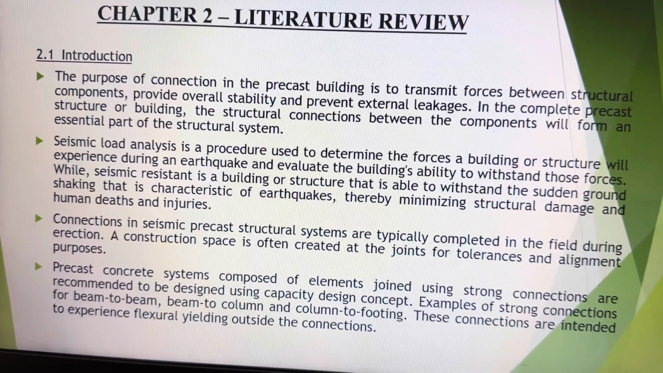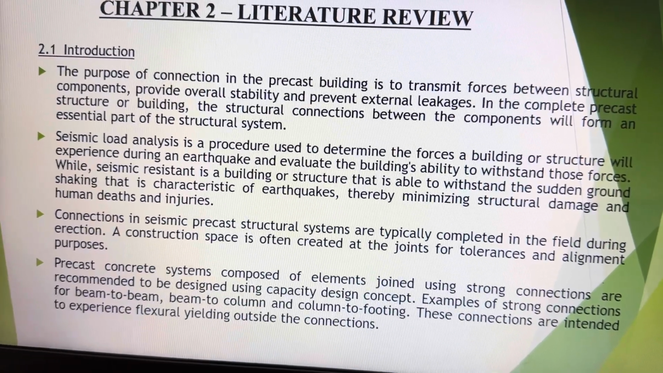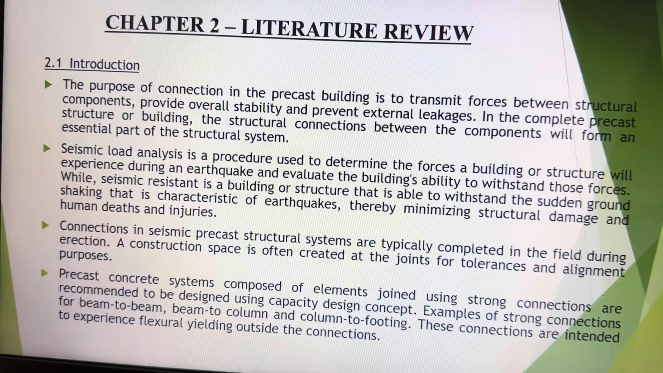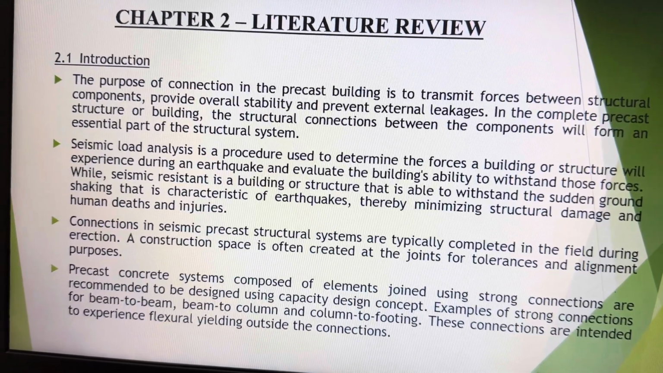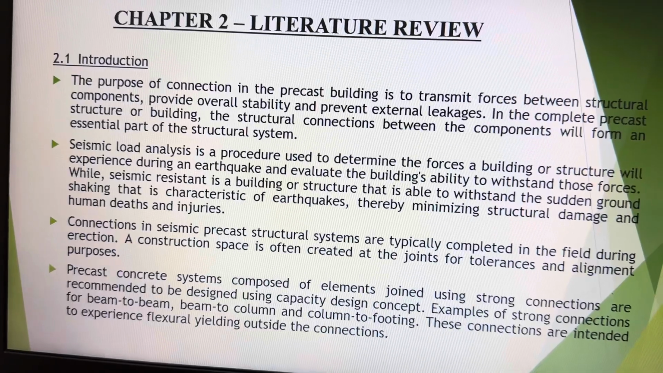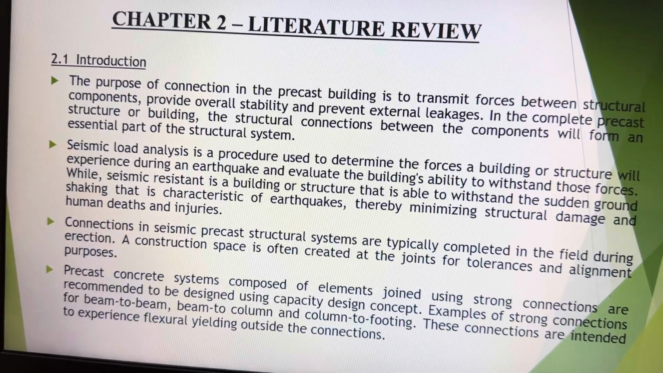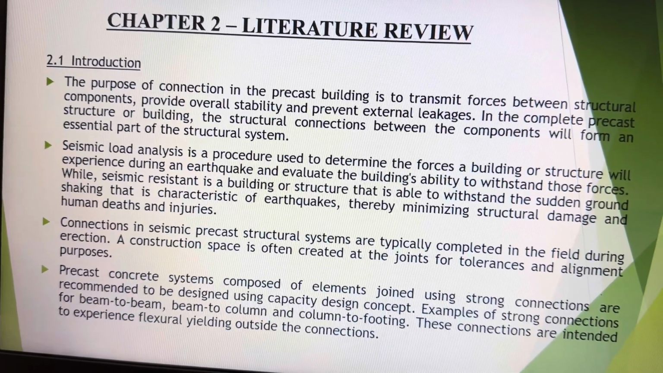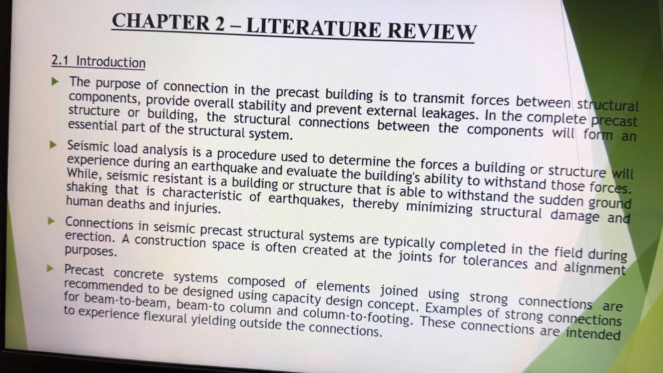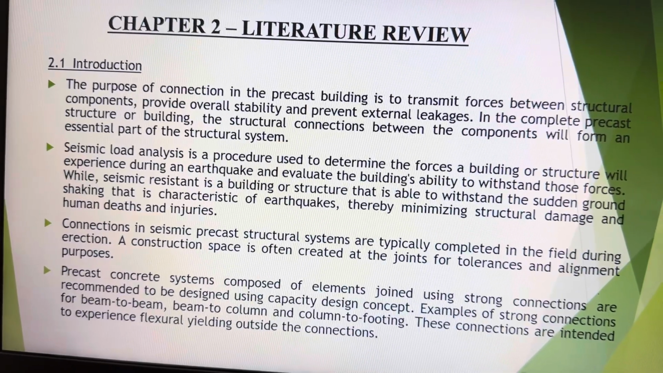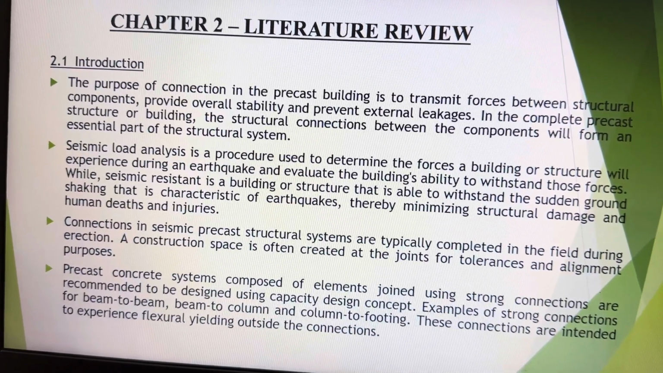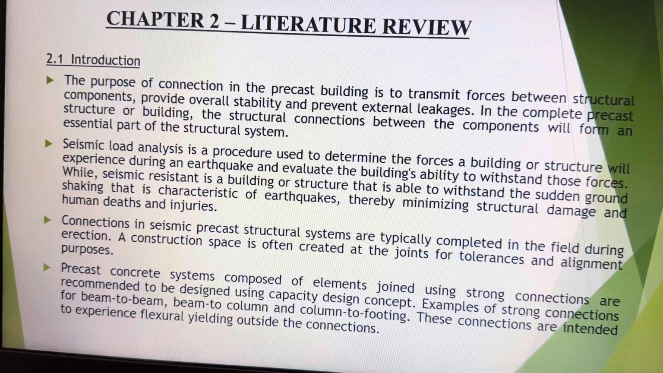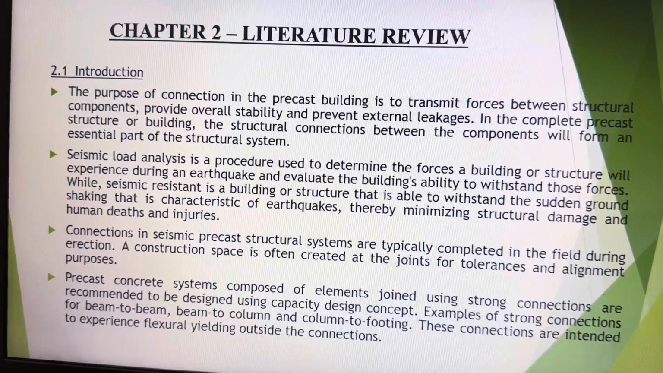Connections in seismic precast structure systems are typically completed in the field during erection. A construction space is often created at the joint for tolerance and alignment purposes. Precast concrete systems composed of element joints using strong connections are recommended to be designed using the capacity design concept. Examples of strong connection are beam to column, and column to footing. These connections are intended to experience flexural yielding outside the connection.